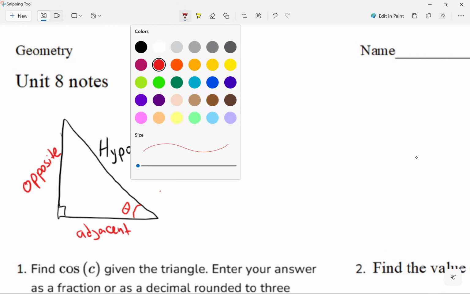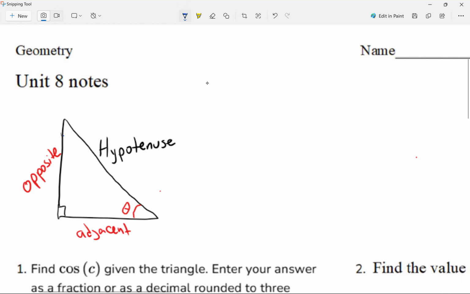However, if I was to choose this other corner, let's say if I was to put my theta on this other side, then this will be my opposite. And this will be my adjacent. So the other two sides, one of them is called opposite, one of them is called adjacent, depending on which corner I'm referring to. In which corner do I set my angle theta?